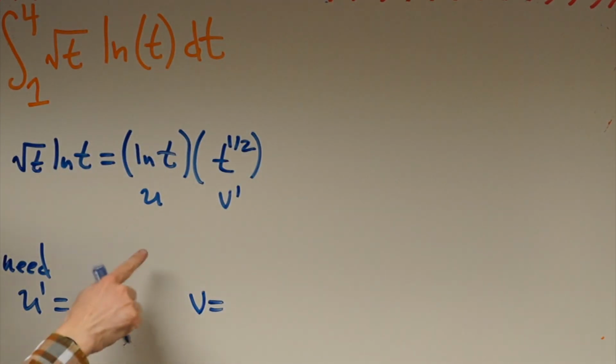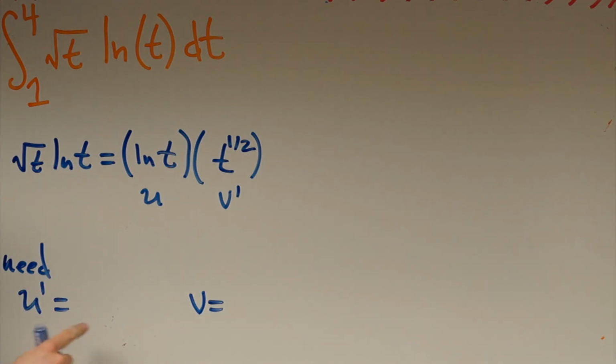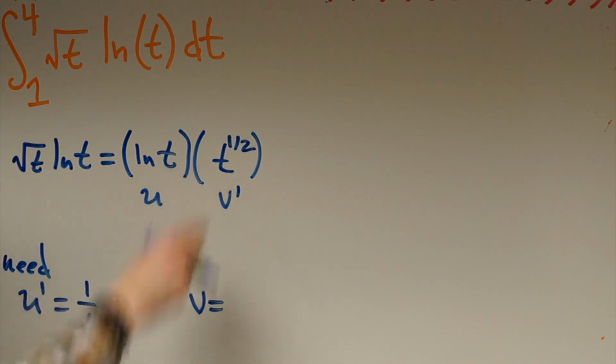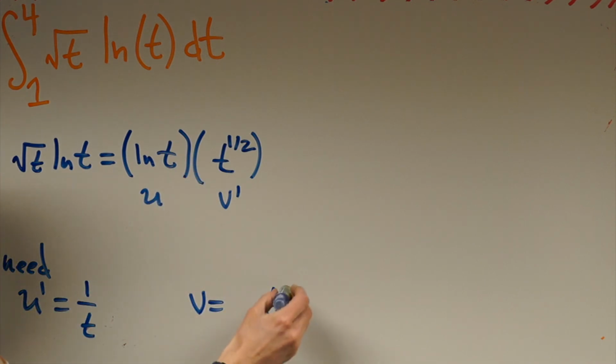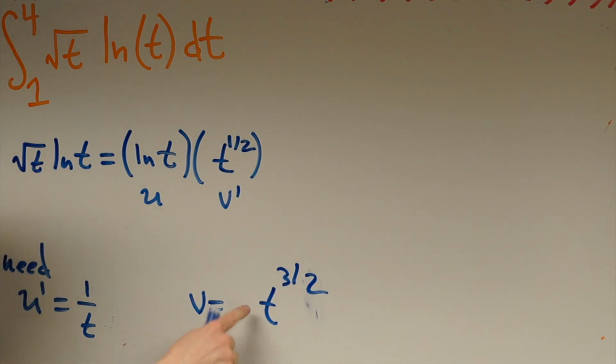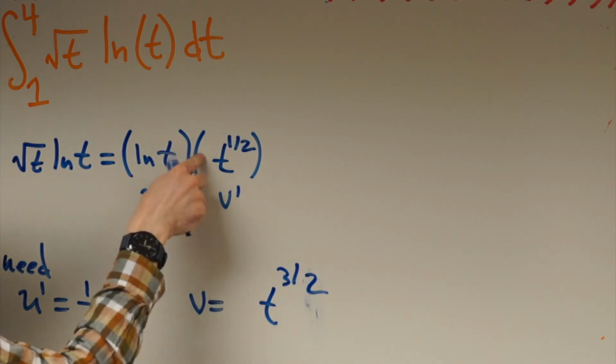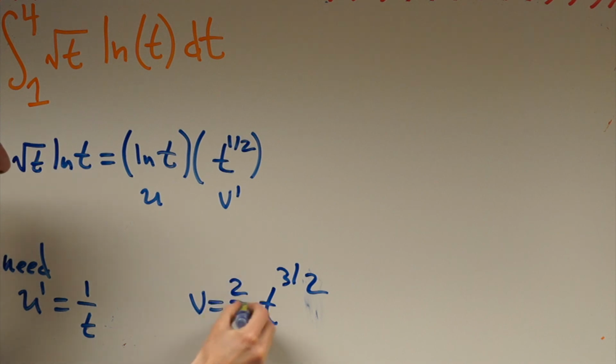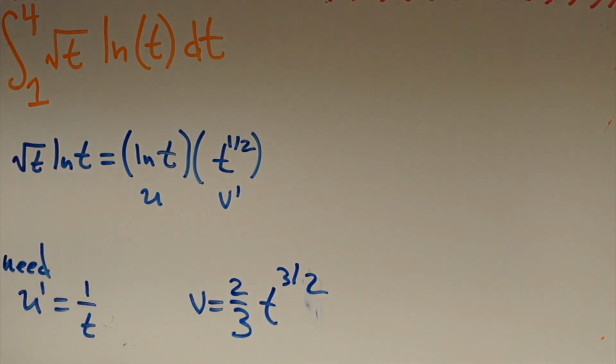Okay, and once we've made those decisions, then we just write down the derivative of natural log. That's 1 over t. And then the antiderivative of t to the 1/2, that's t. I know the power will go up by 1, so it's t to the 3/2. And so I need a constant here, because if I differentiate this, I would bring down the 3/2, but there isn't a constant there, so I need a 2/3 here, so that they'll cancel. Okay, so now we've got our u and our v prime, and our u prime and our v worked out. So let's continue with this problem.